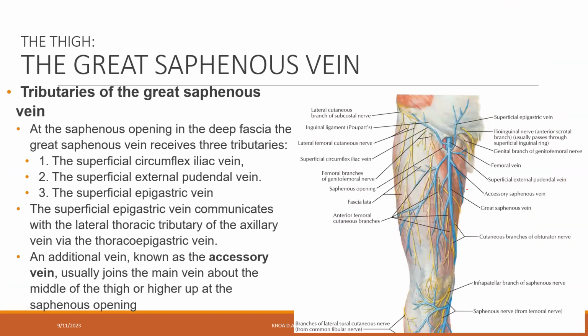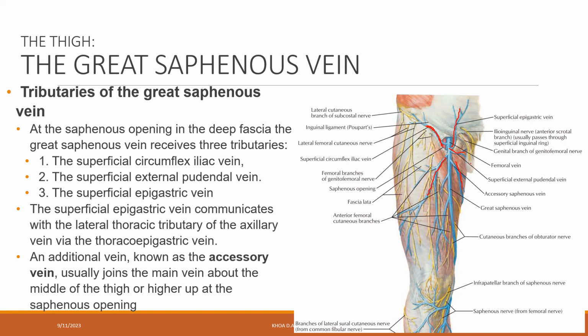Okay, so there are many tributaries of the great saphenous vein. For example, over here, especially near the fossa ovalis or the saphenous opening right here, you see there's a whole bunch of tributaries. Some of those tributaries you can name are the superficial circumflex iliac vein, which is right here, and the superficial external pudendal vein, which is right here, going into the skin of the scrotum.